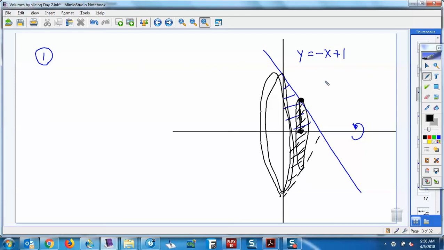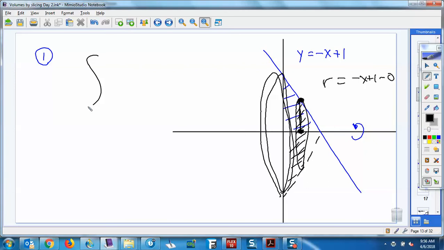So pi r squared. So what is the radius of that circle? It's the strip, right? There's your radius right there. The strip is the radius. So all we need is, and this is why top minus bottom and right minus left is so important, all we have to do is take the top y value, which is negative x plus 1, minus the bottom y value, which is 0, and that is our radius. I really want you to get in the habit, you'll see why today, of writing out that radius.